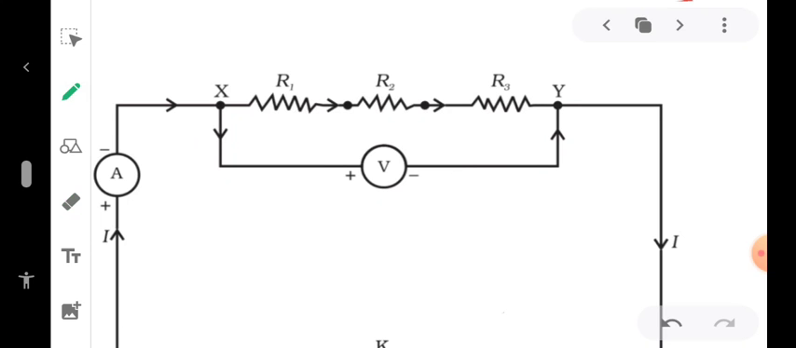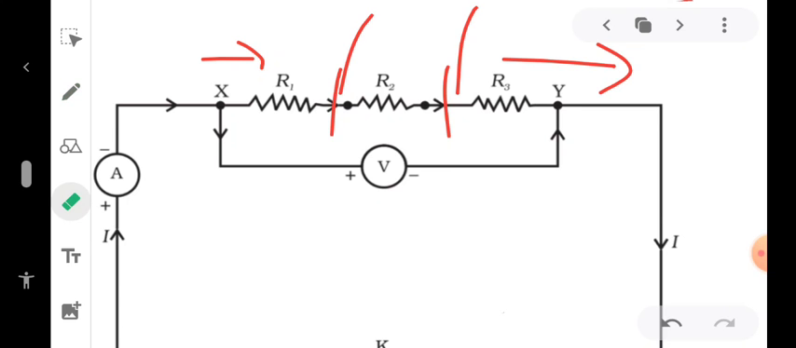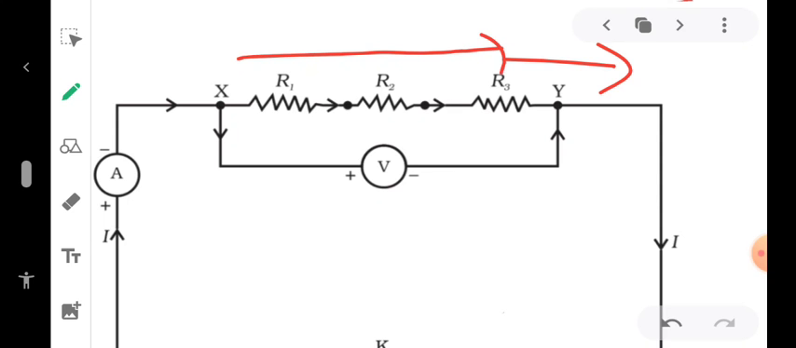Simply, if it is a series connection, for example between resistor 1 and 2, and between resistor 2 and 3, there is no interconnection. There is no way to go. So whatever enters through R1 has to come out through R3. There is no in-between way to go out. So definitely whatever comes in through R1 has to go out from R3. So the current flowing through R1, R2 and R3 are equal. The same amount of current will flow. This is what a series connection is.